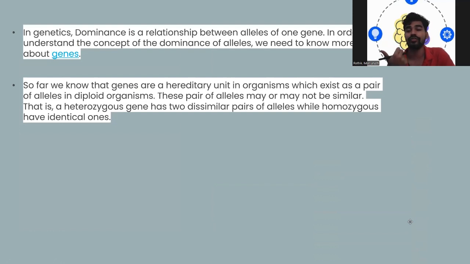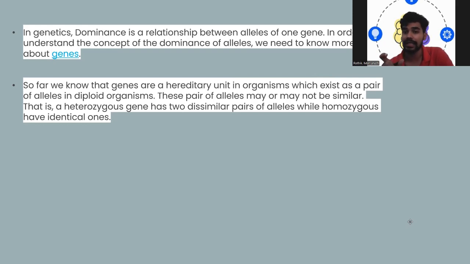According to genetics, we know that dominance is a relationship between the alleles of one gene. In order to understand the concept of dominance of alleles or characters, we need to know more about exactly what a gene is. So far, we know that genes carry the hereditary unit or characteristics in living organisms, and exist as a pair of alleles in a diploid organism. Say, like in human beings, XX and XY. So what comes from the parents will again be X and X or X and Y.